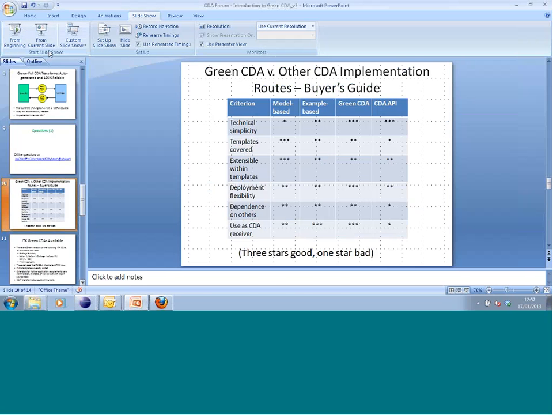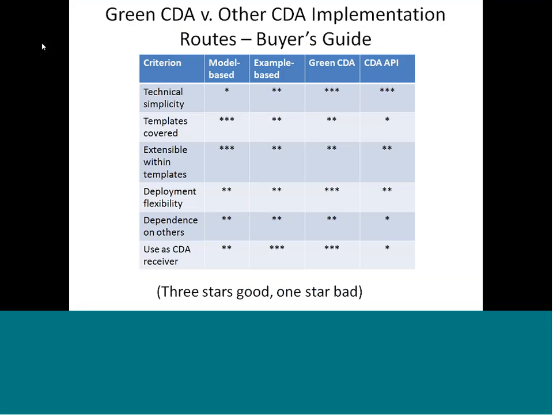Well, I was asked to give some comparison of Green CDA and other implementation techniques, and that comparison is in this slide here. I'm aware of 4 main ways of implementing CDA: model-based, example-based, Green CDA, and the CDA API. I'll just briefly describe these.